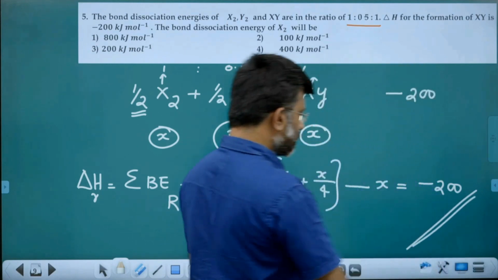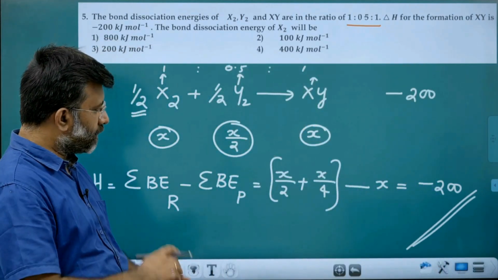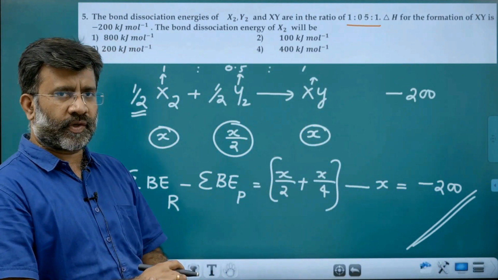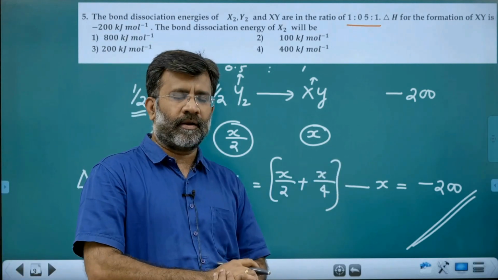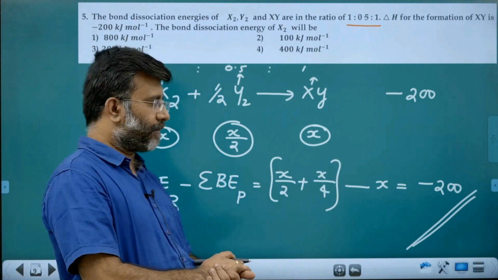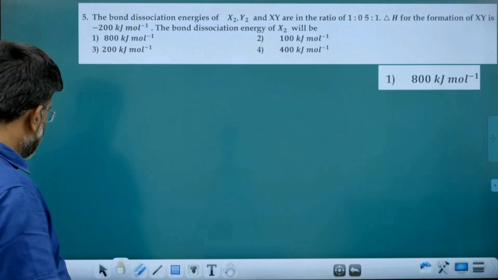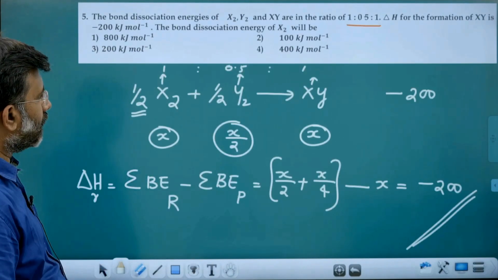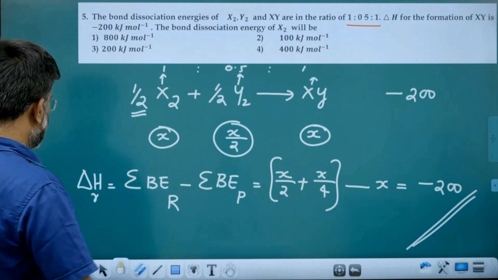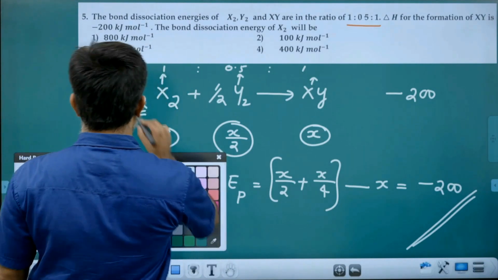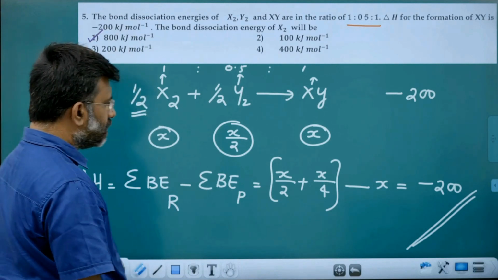Find out X. So X by 2 plus X by 4 minus X is equal to minus 200. You can easily work out X as 800 kilojoules. That is option 1.